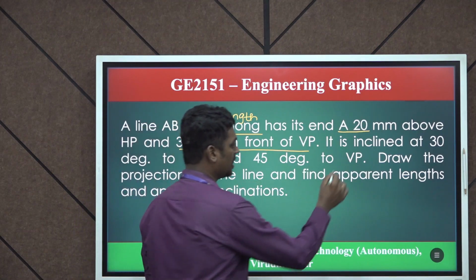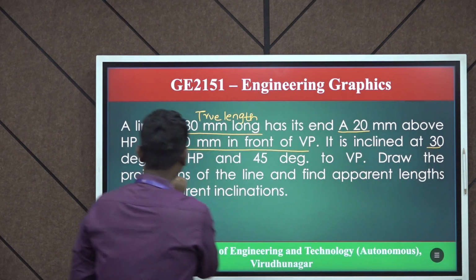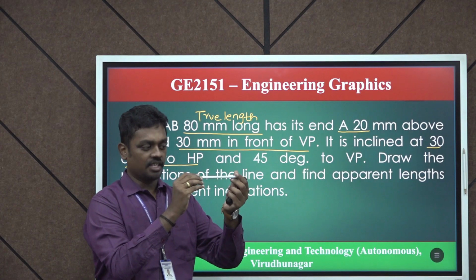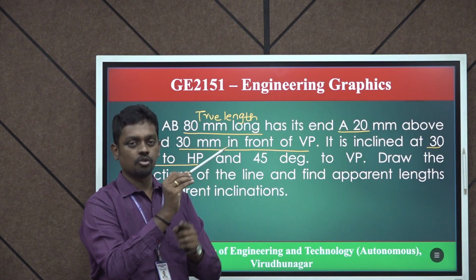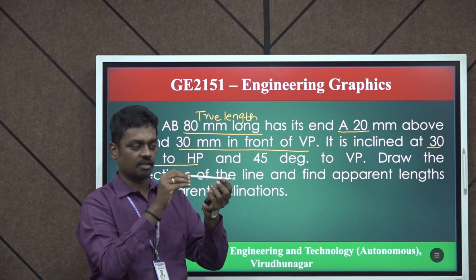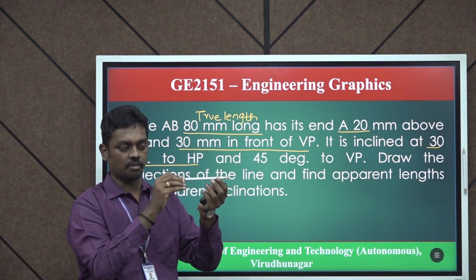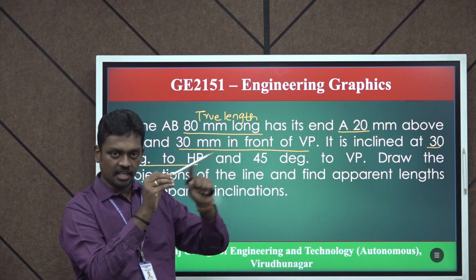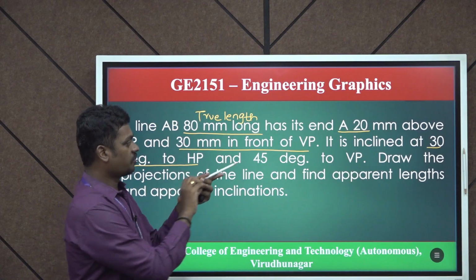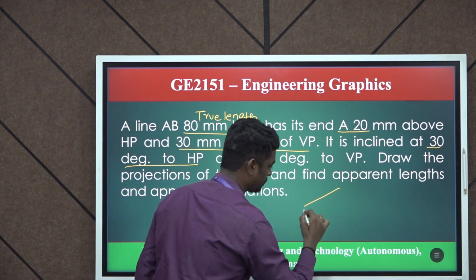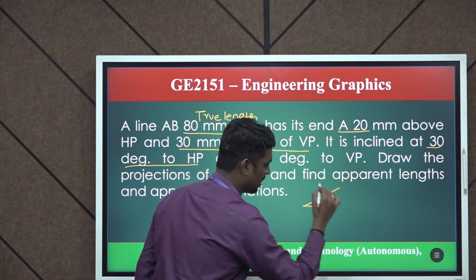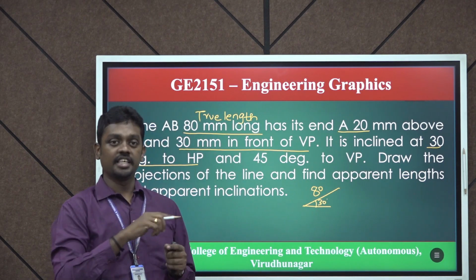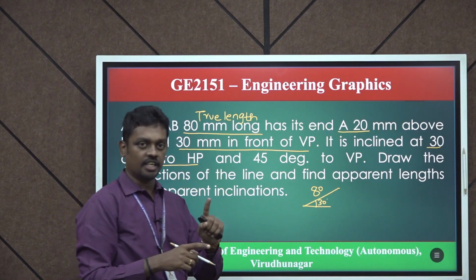Then they have given that the line is inclined at 30 degrees to HP. The horizontal plane is like 0 degrees, and the line is being lifted up 30 degrees. This 30 degree inclination will be visible in the vertical plane. So the true length is 80 mm and it is inclined at 30 degrees to HP. So this is one inclination.